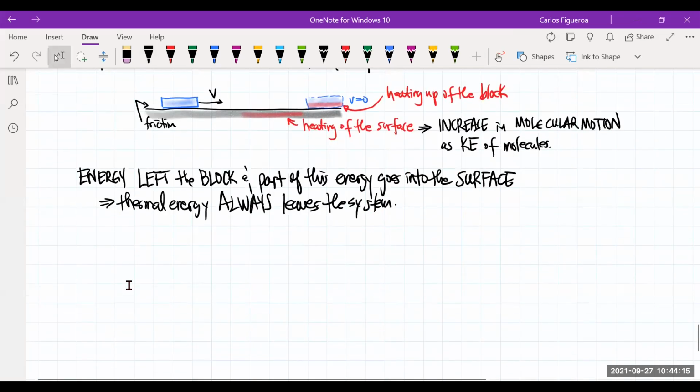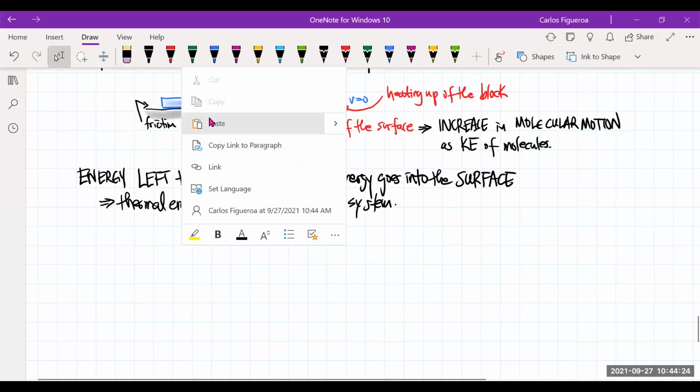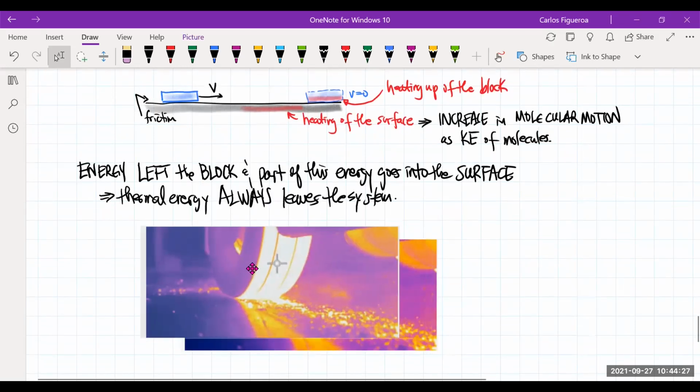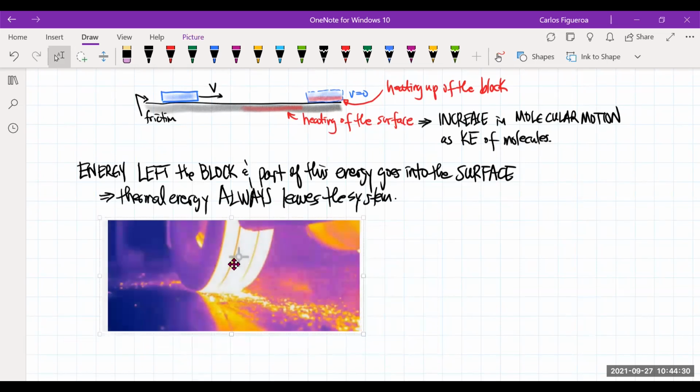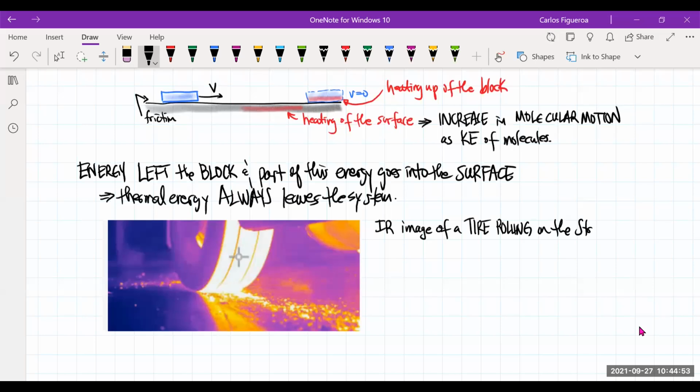By the way, before I get too far into this topic, I want to show you an image that I have. This is an infrared image of a tire rolling on the street.